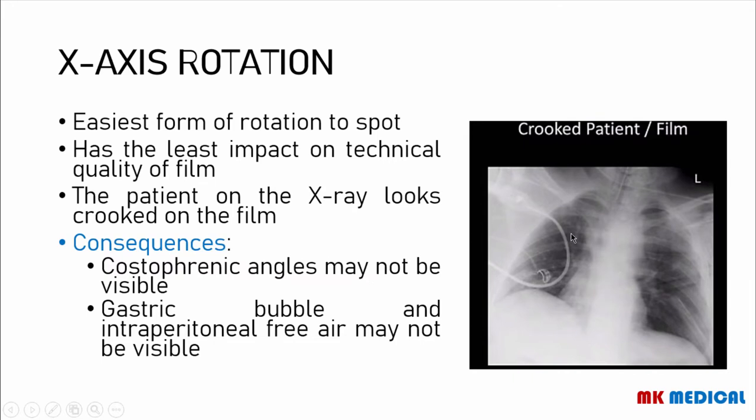The consequence of this is that you're not going to be able to visualize the costophrenic angles very well. The costophrenic angle is the angle created by the lateral wall of the chest and the diaphragm. So this angle here is known as the costophrenic angle, and you may not be able to visualize it properly. The gastric bubble, which is found here on the left side, may also not be visualized very well. That's one of the consequences of x-axis rotation.